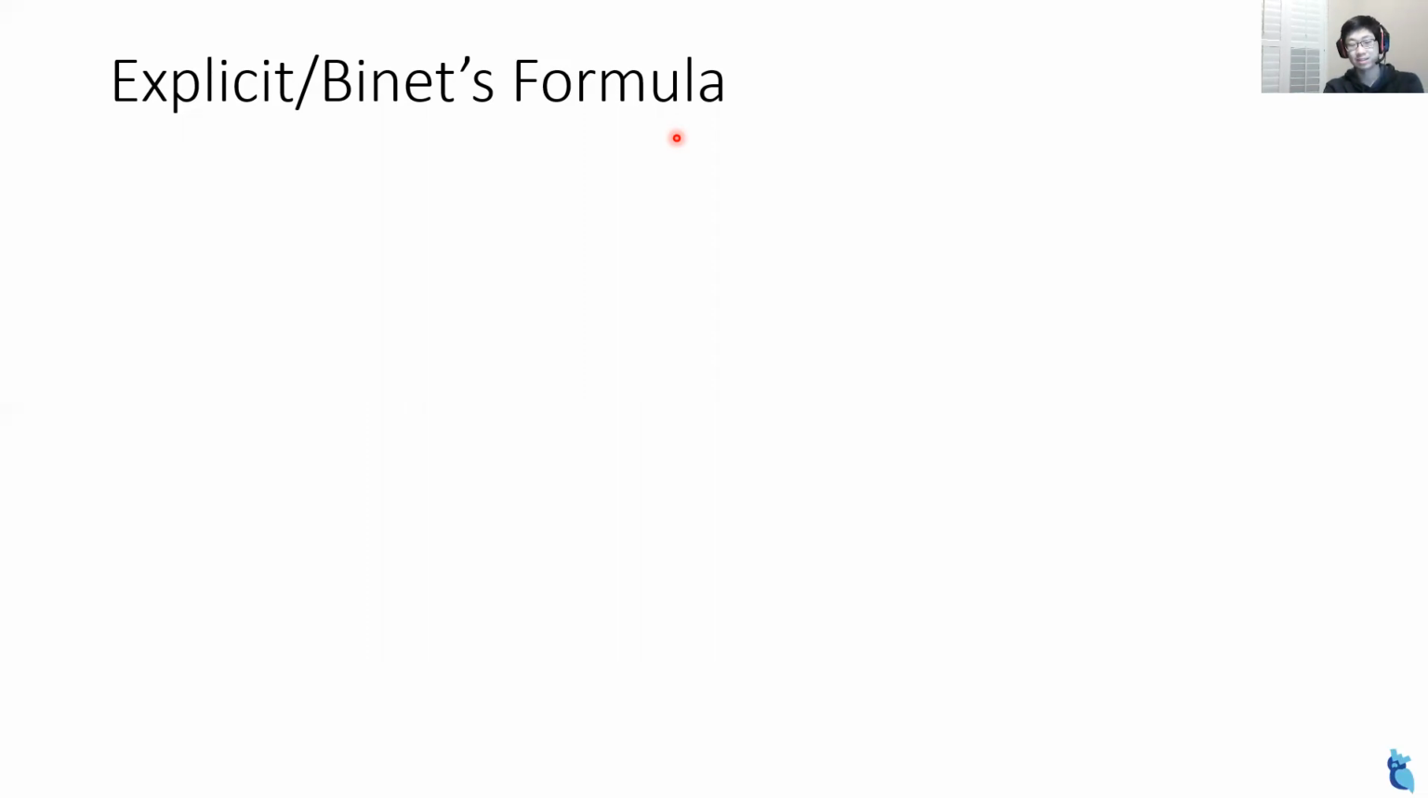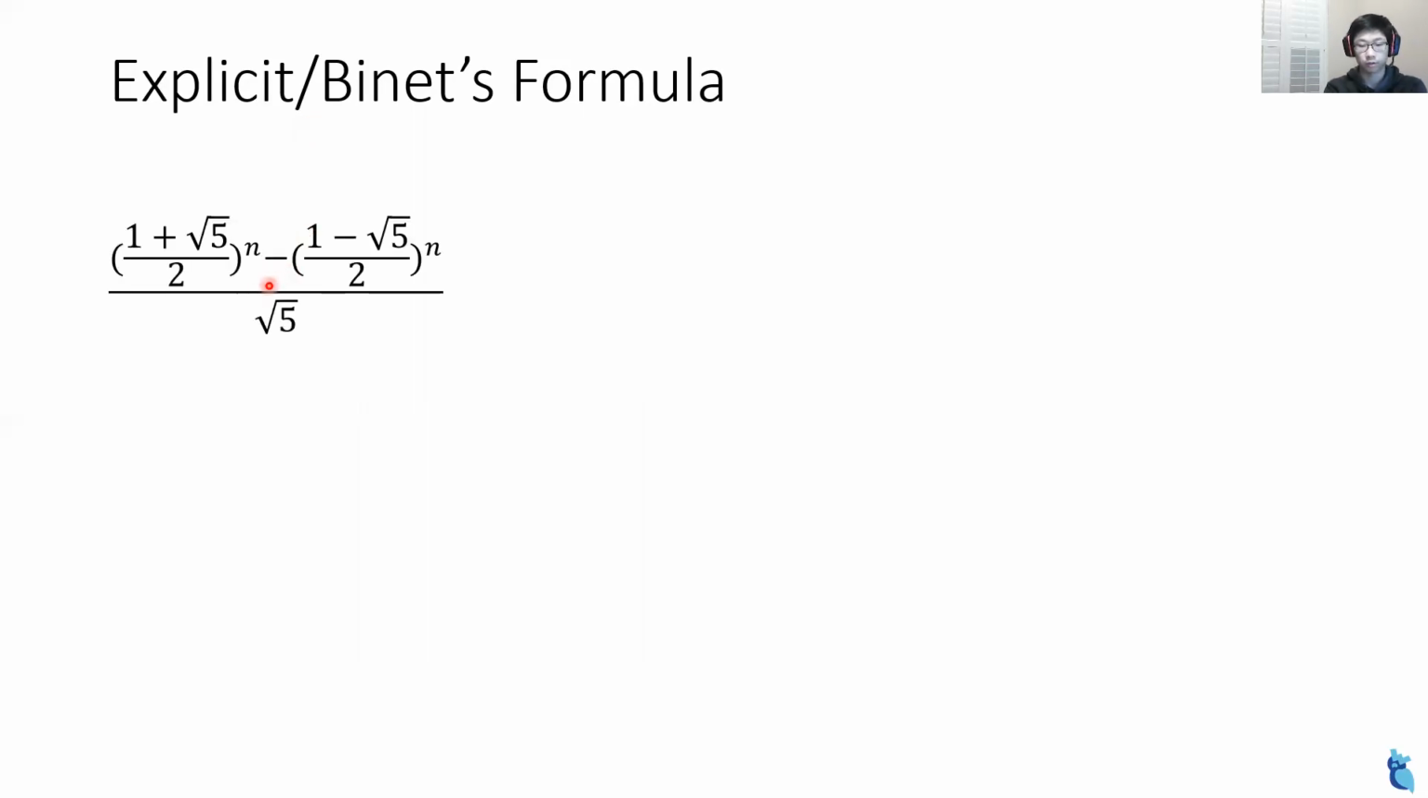But luckily for us, there is an explicit formula, which means we don't have to find every single term before it. So this explicit formula is also called Binet's formula because Binet is the guy who found it. And here it is, where n is the term number that we're trying to look for. So if I was trying to look for the 100th term, I would plug in n equal to 100. Pretty cool.